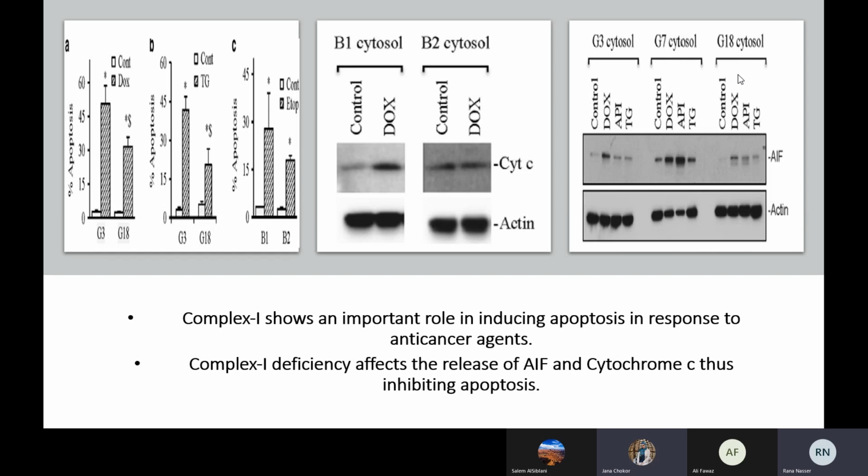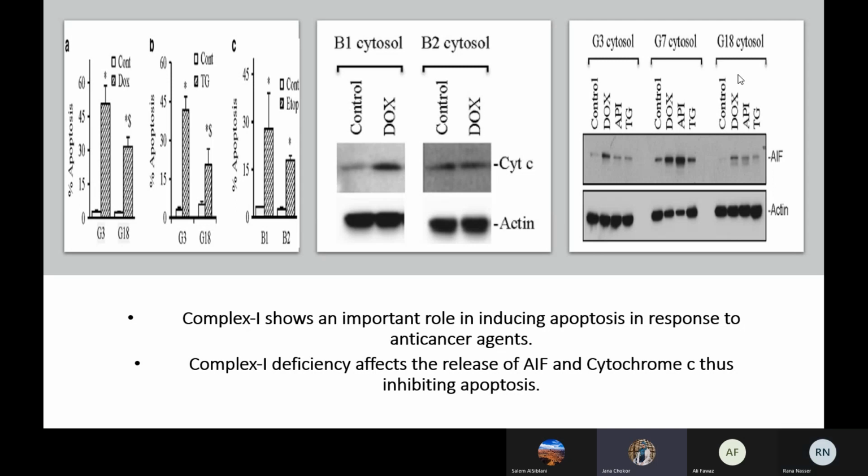Now, in each of the graphs, with doxorubicin, topotecan, and etoposide, respectively, the percentage of apoptosis was reduced in complex 1 deficient cells, G18 and B2, in comparison to the wild-type cells, G3 and B1, which shows that complex 1 has a great importance and role in inducing apoptosis in response to anti-cancer agents.